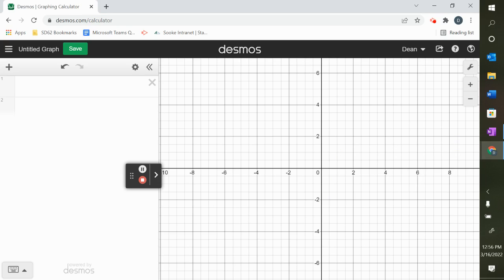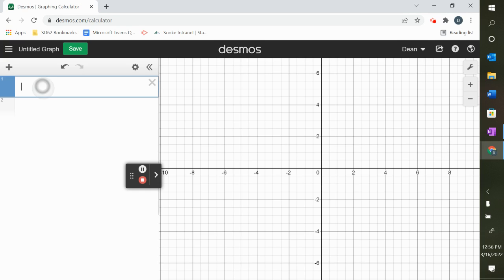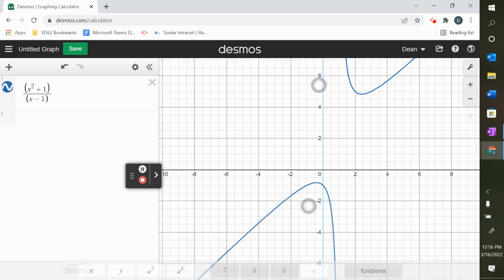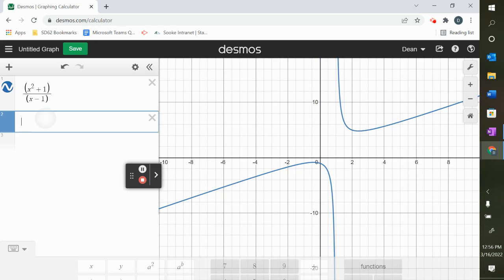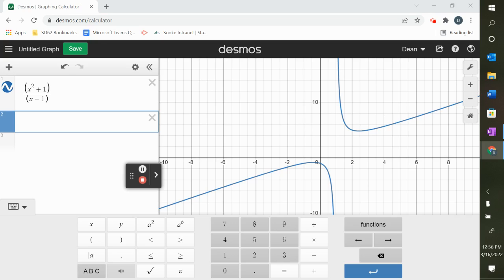So if you punch in the original function, x squared plus 1 over x minus 1, this is your function. You're like, well, that doesn't look like anything. But what did we say our slant asymptote was? X plus 1. So if I plug in x plus 1 in here, whoa, nice. You can see.